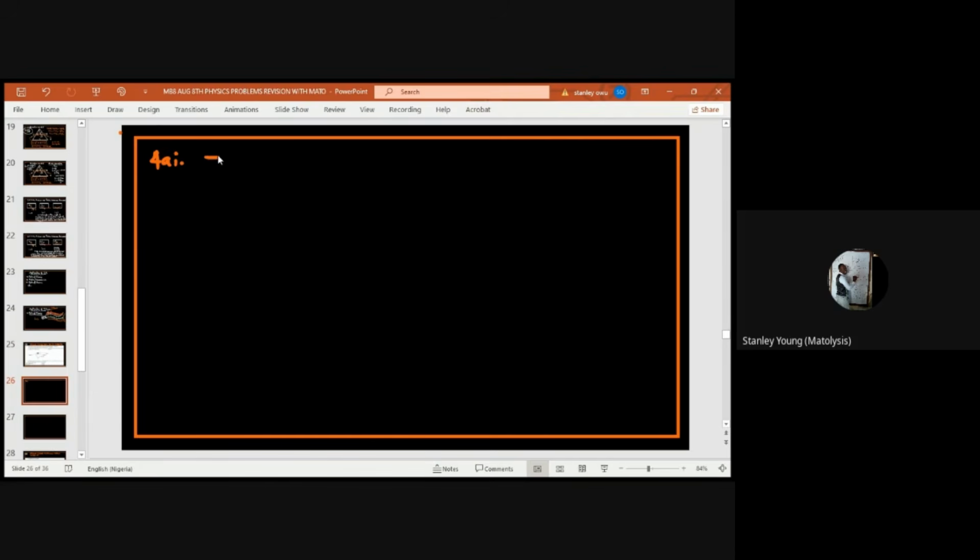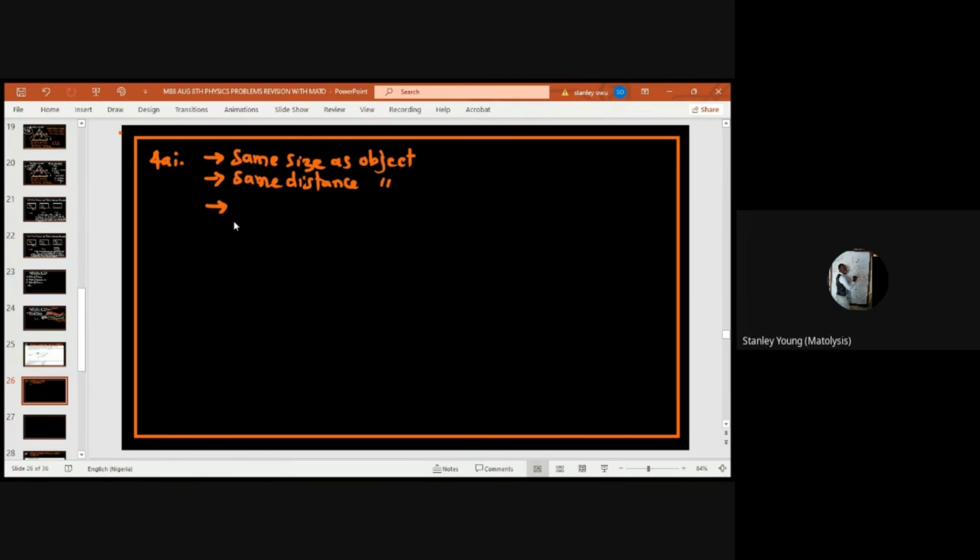Number one, we have same size as object. When you stand in front of a plane mirror, your image is going to be of the same size as you. Then it's also same distance as the what? Object.